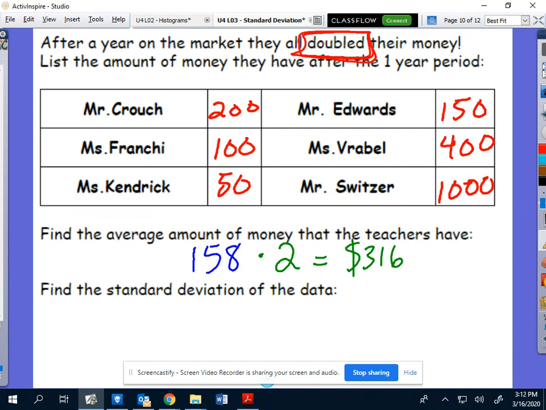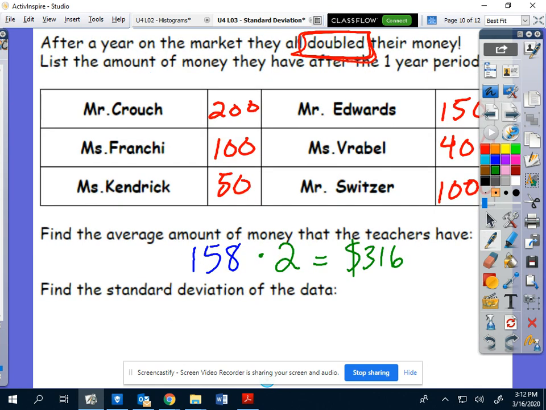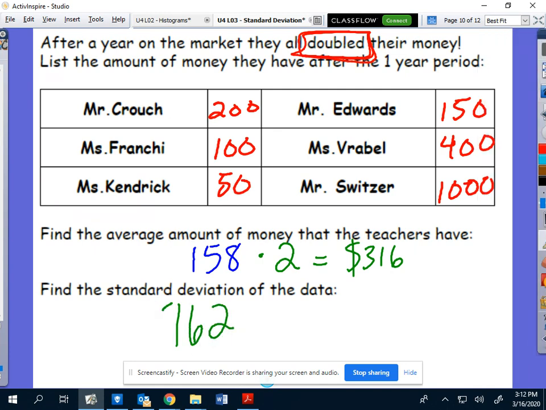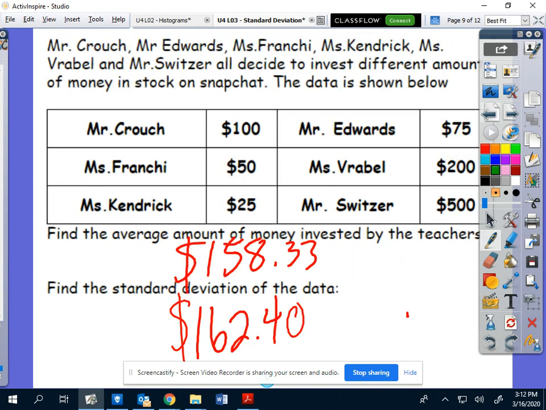But the standard deviation, what was it? Our standard deviation was 162. Let's just stick with that, 162. So what's interesting is our standard deviation last time did not change because our data values were still spread out the same amount. But I want you to notice something.